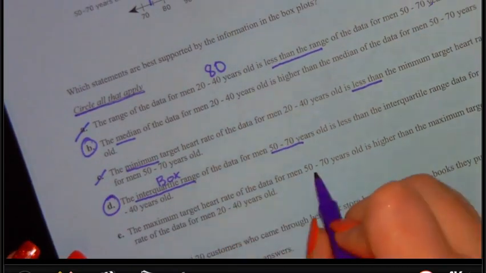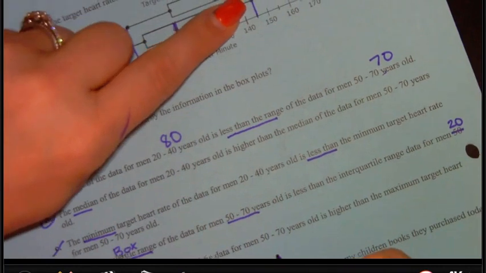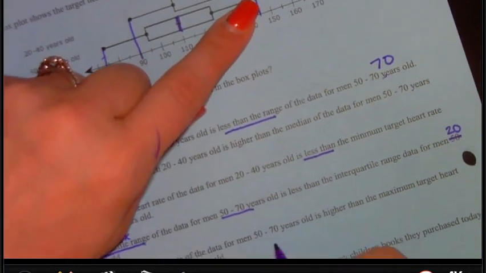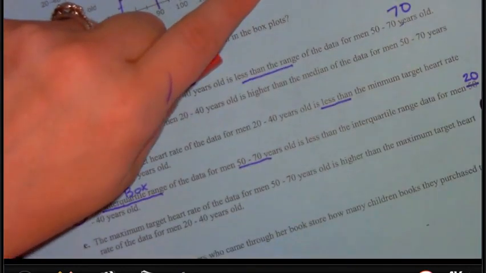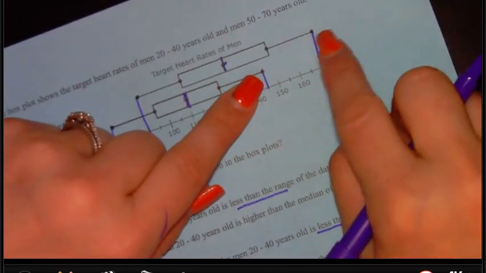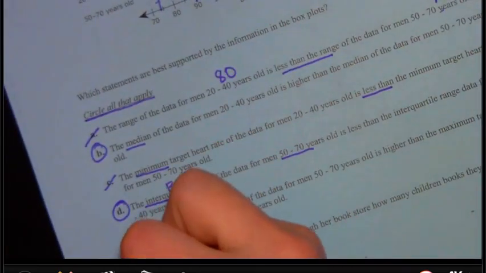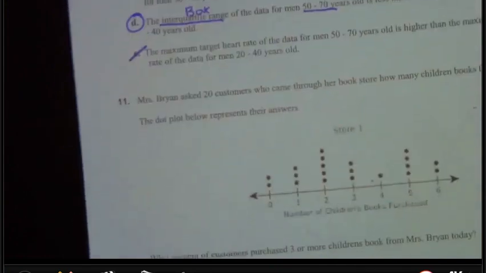The max heart rate for 50 to 70, so this one, is higher than the max heart rate for 20 to 40. Well, is this number bigger than this number? No. So E is wrong.